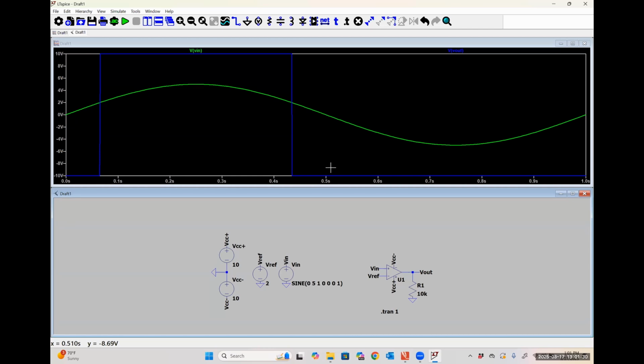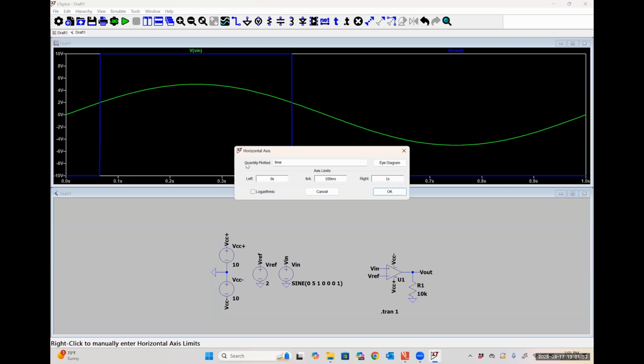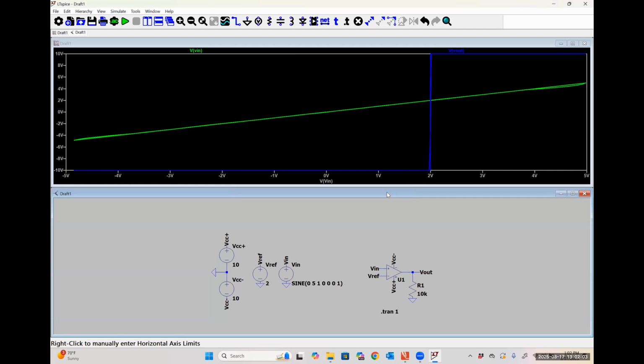So I can change my graph. Right now, I have V in as a function of time and V out as a function of time. While that's useful, I'm not really seeing V out as a function of V in, which would be more useful for this. So when I have my mouse over the horizontal axis and I right click, it says right now that my quantity plotted is time. I'm going to change that and say plot against the voltage V in. And so I have two curves now. It's not super obvious, but this green curve is literally Vn versus Vn. So this is just a straight line with a slope of 1. That's not telling me anything useful, so I'm just going to delete that.